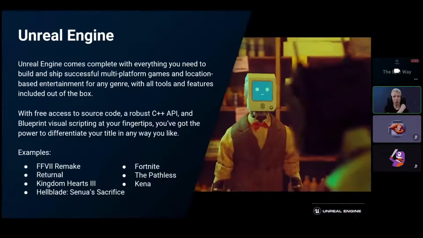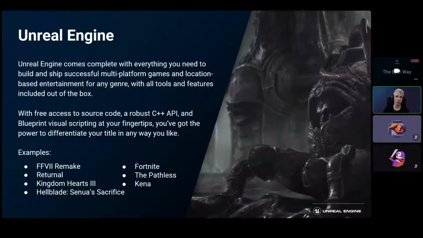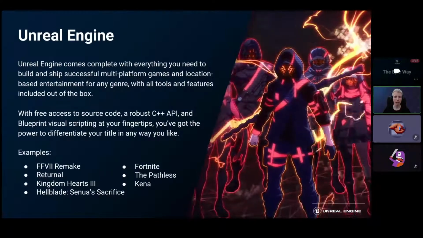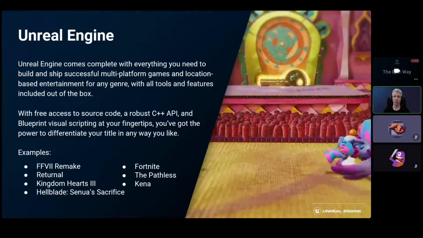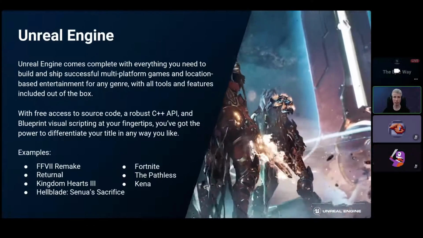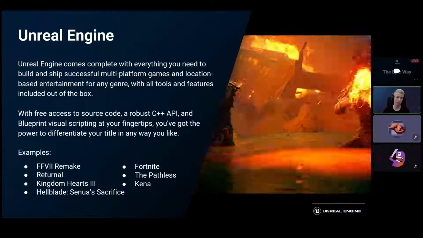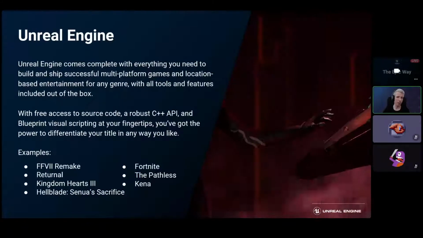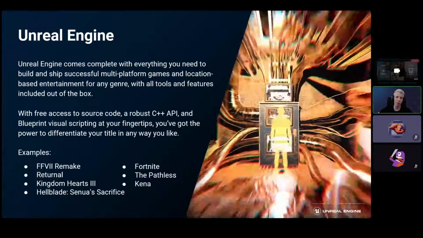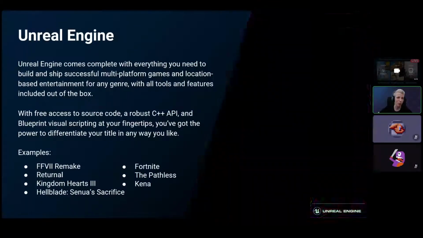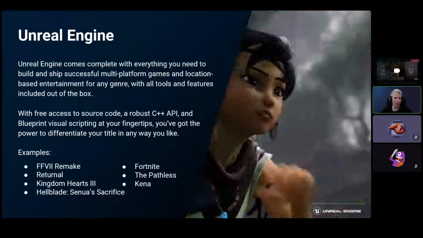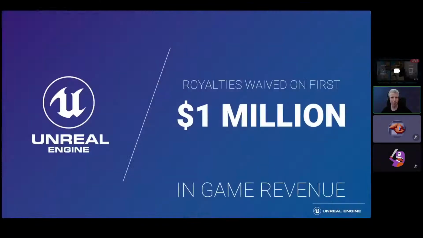And then also we have Blueprint visual scripting at your fingertips, which allows you to prototype super fast. You don't have to touch code if you don't want to. But I would say the best games are the ones who manage to take best advantage of both of these. Or let's not say best games, the best processes. And here are just some examples of some games. Returnal, of course, is on there because I was a lead programmer on that, so I like mentioning it whenever I can. Fortnite, Kina, The Pathless, Hellblade, and more.